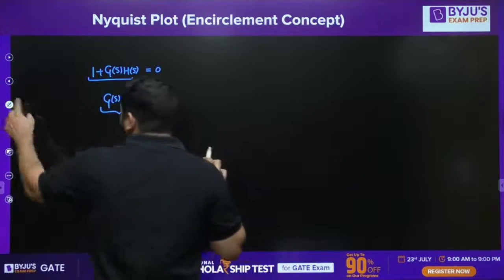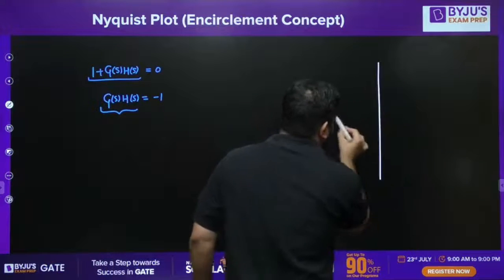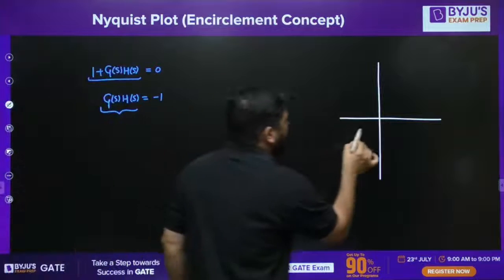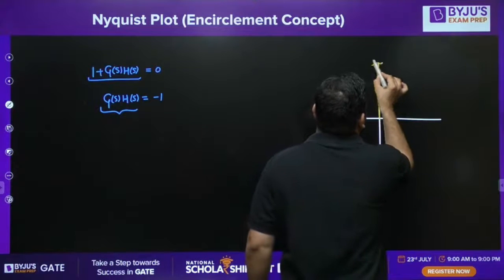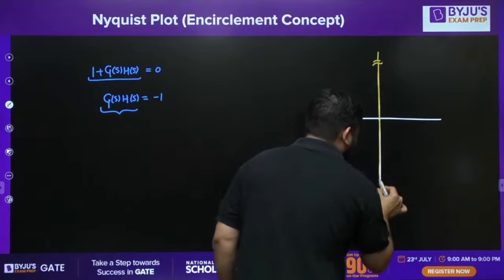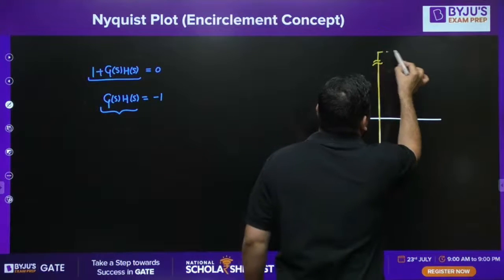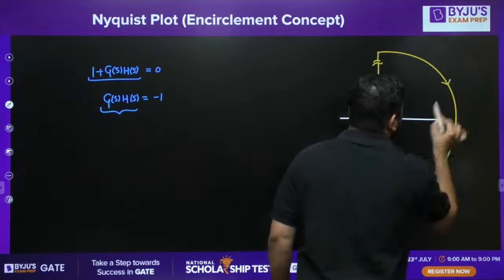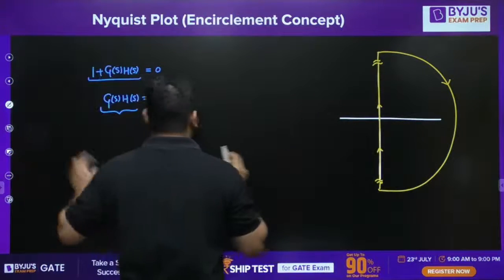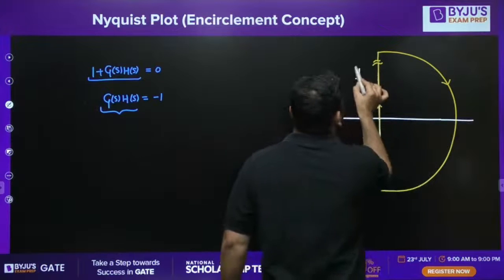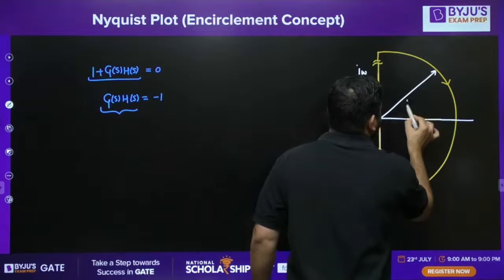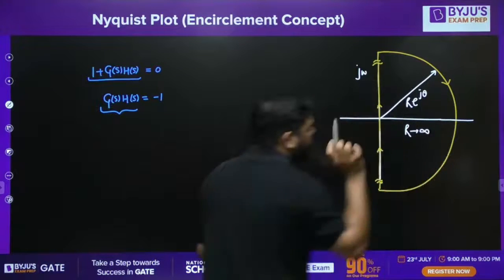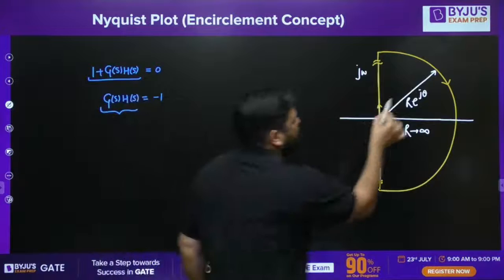If you have an S-plane contour, now we have two situations. Think carefully, okay? Let's say the S-plane contour is like this. We have taken the entire right half. This is the S-plane contour: this is the j omega axis, and this is R e to the power j theta, with R tending to infinity. So we have taken the entire right half S-plane. This is the S-plane contour.